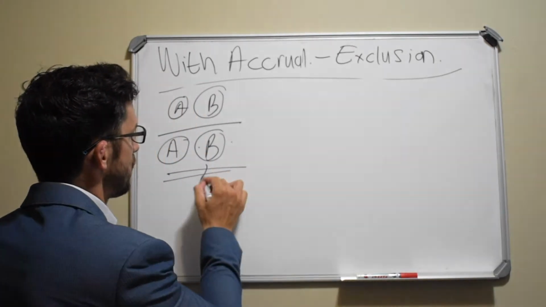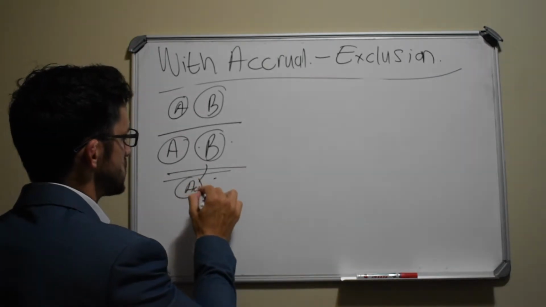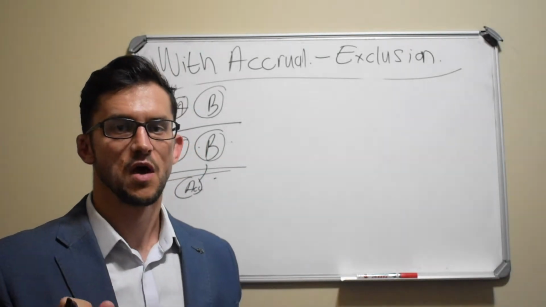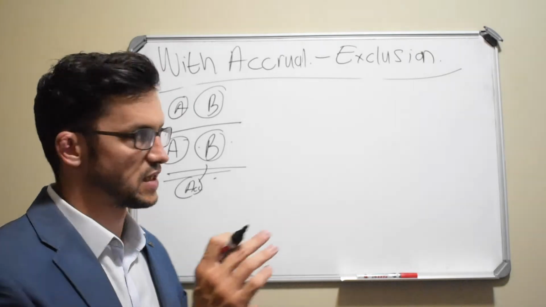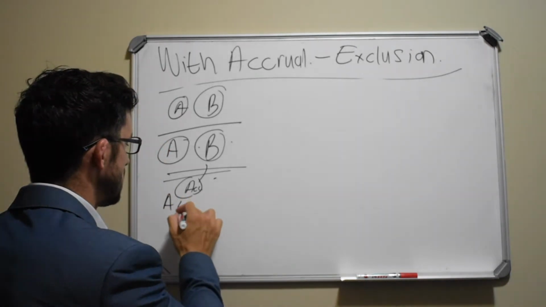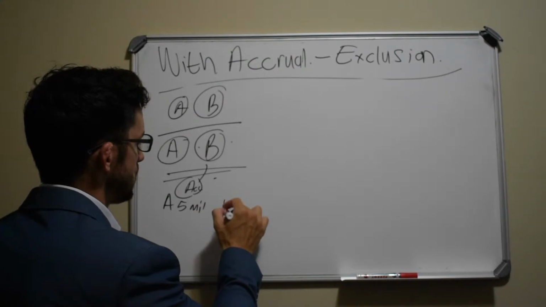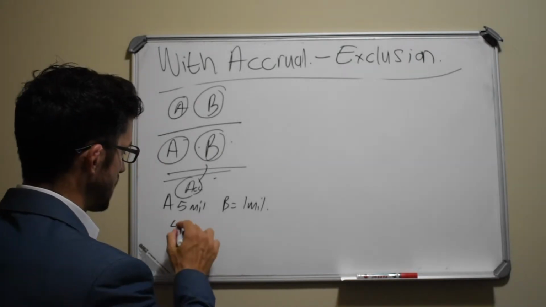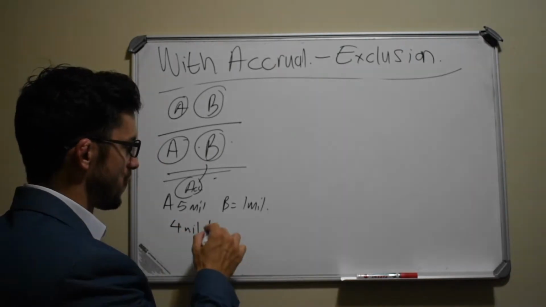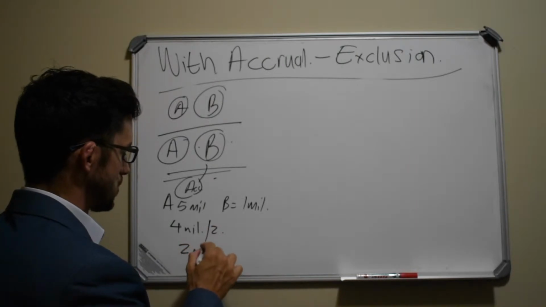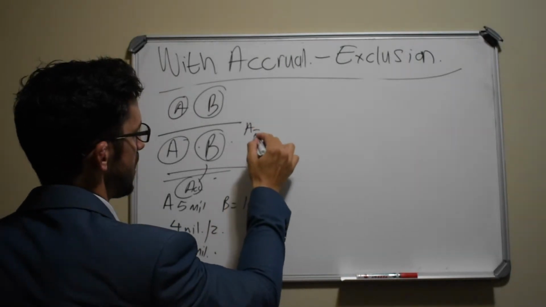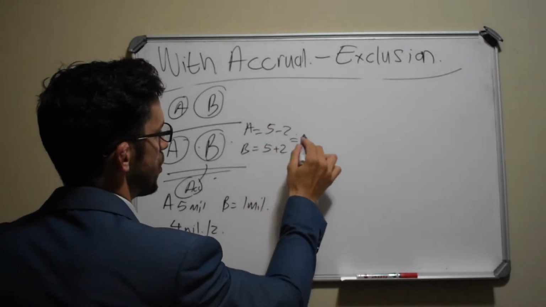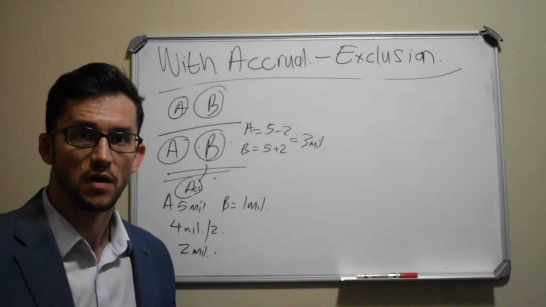So when the marriage dissolves, now the accrual comes into effect. And what the accrual says is half of the difference between the two estates goes from the larger estate to the smaller estate. In this example, A has 5 million and B has 1 million. Now the difference between 1 and 5 is 4 million, and half of that is 2 million. So the easiest explanation would be to say A is 5 minus 2, B is 1 plus 2, both parties 3 million. Sounds easy.